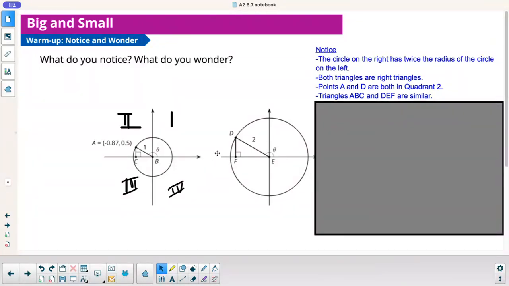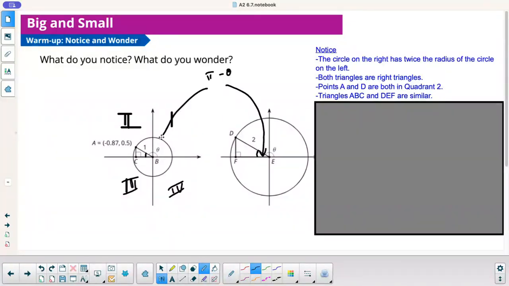It looks like they're similar. How do I know that they're similar? Technically, this angle right here and this angle right there are going to be the same because the x-axis is pi radians. So pi minus theta is going to be the angle right there and also right there, because the whole 180 degrees is pi radians, and then if you subtract theta, you would get the same number. We just don't know what theta is. We can't actually find a numerical value.